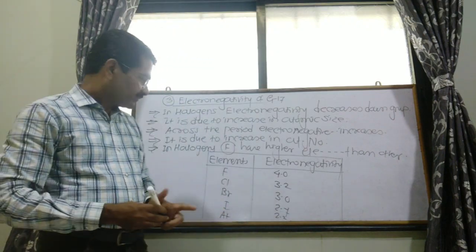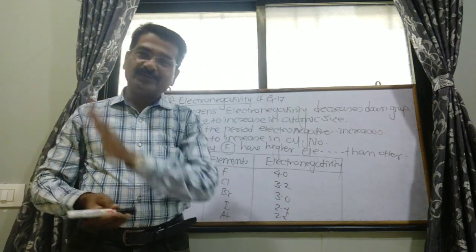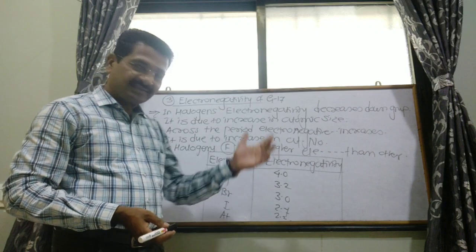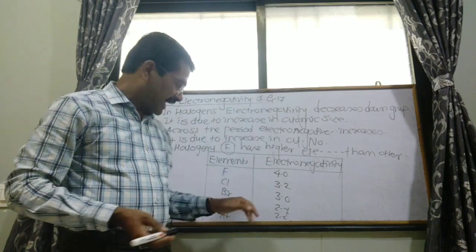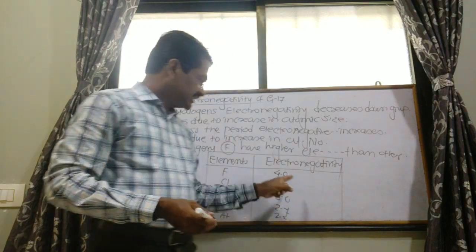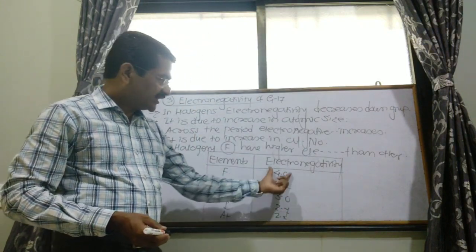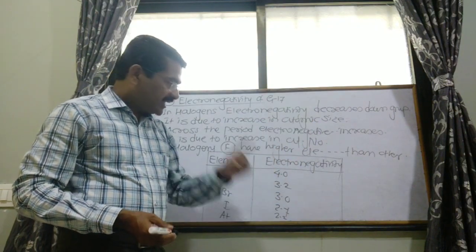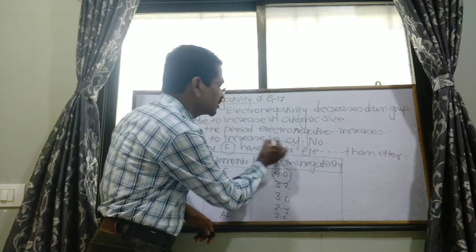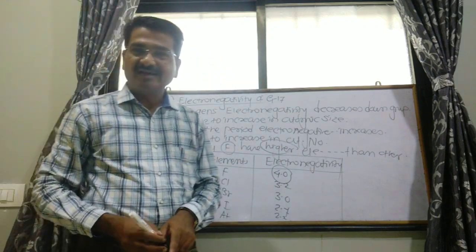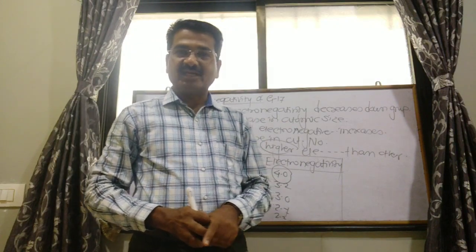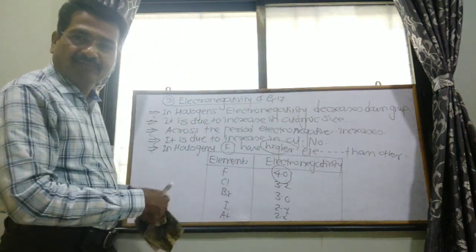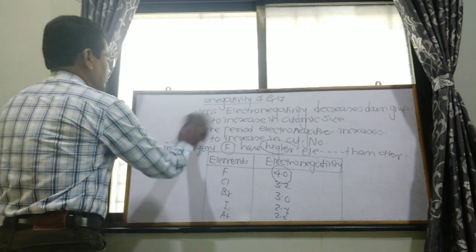See again, fluorine has the electronegativity value 4. Chlorine possesses 3.2. Then bromine 3. Iodine 2.7. And last, astatine 2.2. This table indicates that the electronegativity value decreases with increase in atomic size. But in halogens, fluorine possesses the highest electronegativity value, higher than the other elements. So this is the electronegativity of halogens or G17 elements.